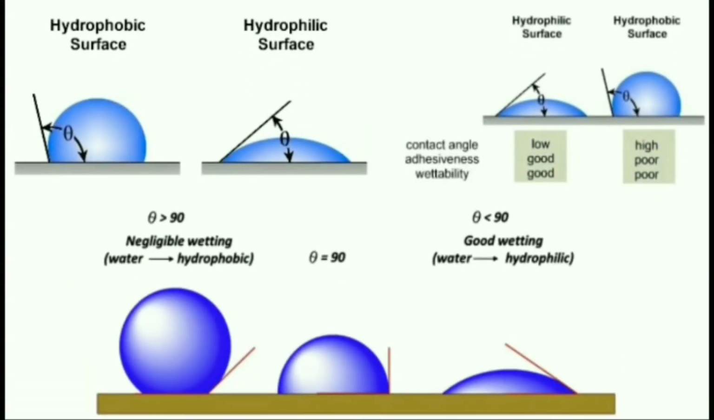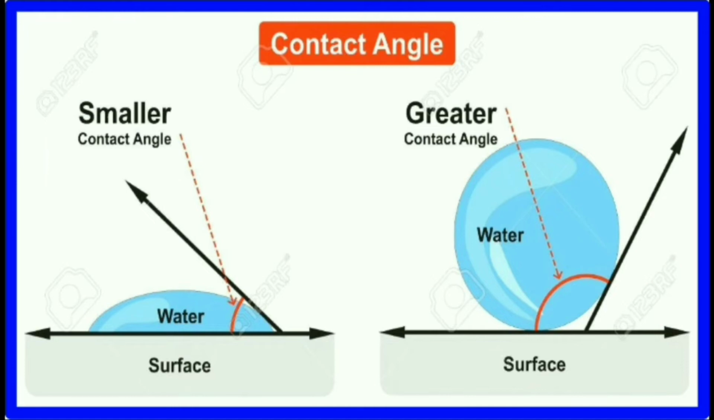There are two types of surfaces: hydrophobic surface and hydrophilic surface. In a hydrophobic surface, the contact angle is greater than 90 degrees, that is high, where the adhesiveness and wettability are very poor. In a hydrophilic surface, the contact angle is less than 90 degrees, that is low. Contact angle is the angle between the surface and the water drop, which is greater for the hydrophobic surface.